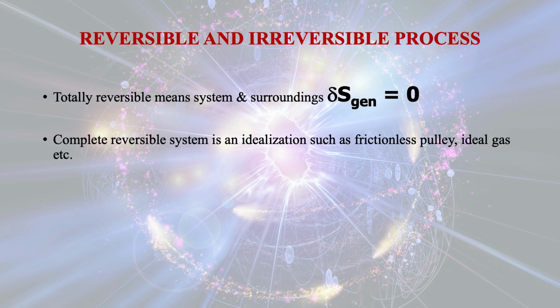A completely reversible process is an idealization, such as a frictionless pulley or ideal gas, etc. But the processes which we deal with, like heat transfer in a heat exchanger, nozzle flow, and for steam power plants, for analysis of gas turbine power plants, those processes are not reversible, and we will discuss those processes in detail later on.